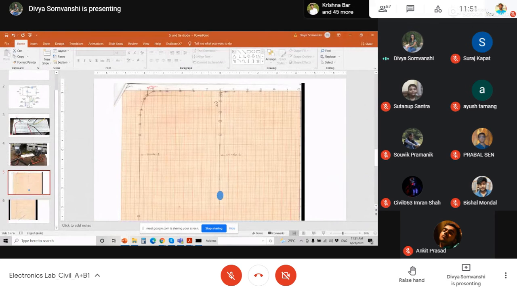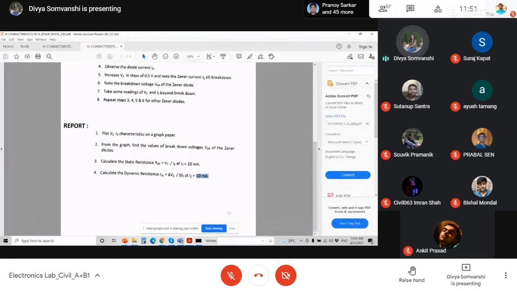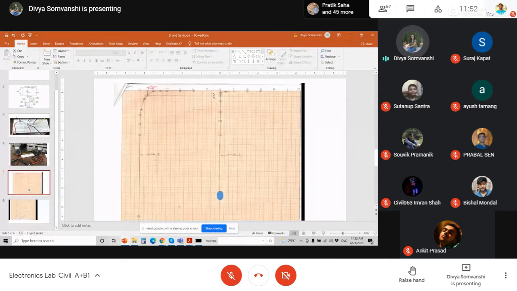If you see, this is your breakdown characteristic. This is in reverse bias, and this is for one diode which has a breakdown voltage of 6 volt, and this is for another diode which has a breakdown voltage of 12 volt. Right. Now with this characteristic, it is already given that at 10 milliampere you have to determine your RDC and RAC. You already know how to determine your RAC and RDC, right? So from this characteristic, you can also determine the RAC and RDC value.